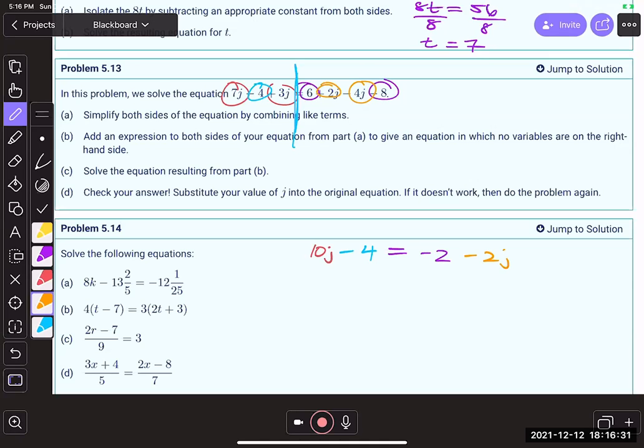Yeah, doing that means that we have a positive j, right? Things are pretty nice when you're working with positive numbers. How do you move the one from the right to the left? What do you need to do? You can add 2j.